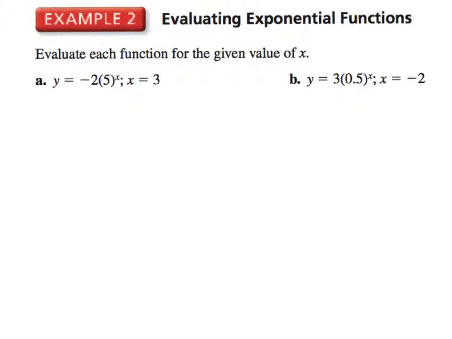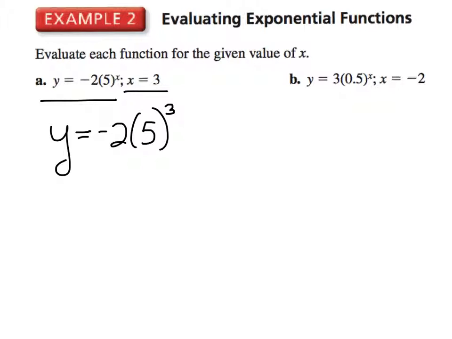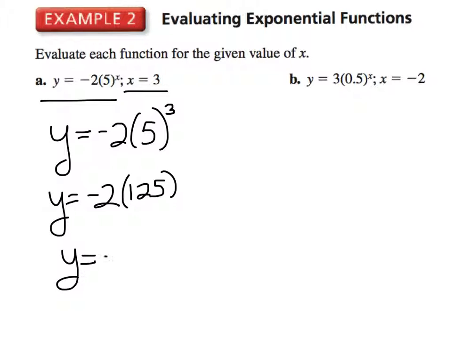Example 2 is quite easy. We're just going to evaluate each function for the given value. In A, we have y equals -2 times 5 to the x power, and x is 3. So remember to follow order of operations. We would take -2 times 5 to the 3rd power. 5 to the 3rd power is 125. Do not take -2 times 5 first. That would not be following order of operations. So your answer would be y equals -250.